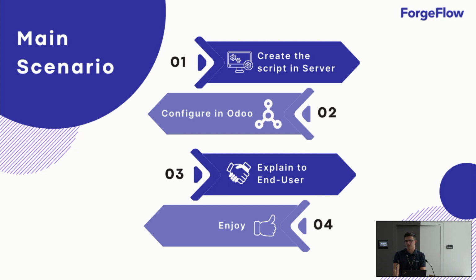The main scenario of creating a new script is, first of all, to create the script on the server. You will have to configure it, or if it's only a command line, it should be done. But if it's a more complex script, you have to prepare it. Then you only have to go to your Odoo and set up the script, the server information, etc. It's pretty easy to do.